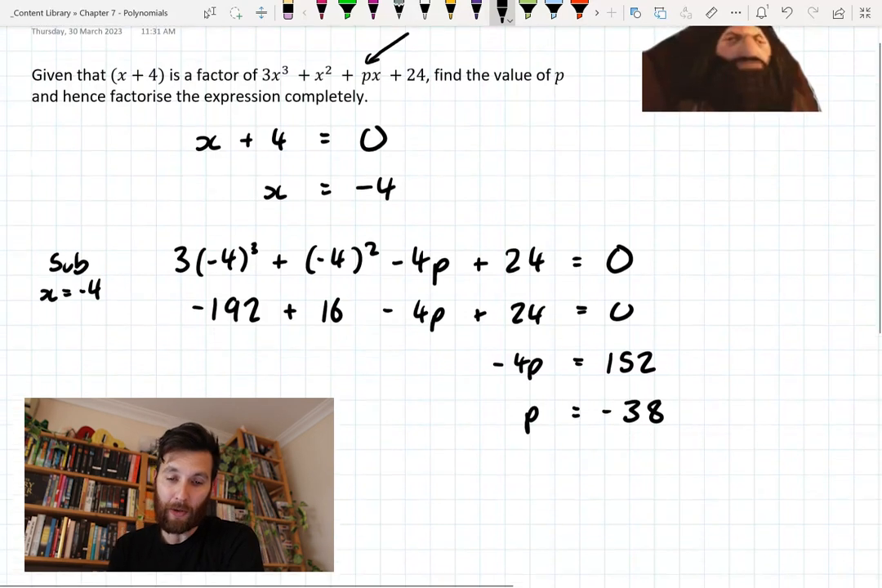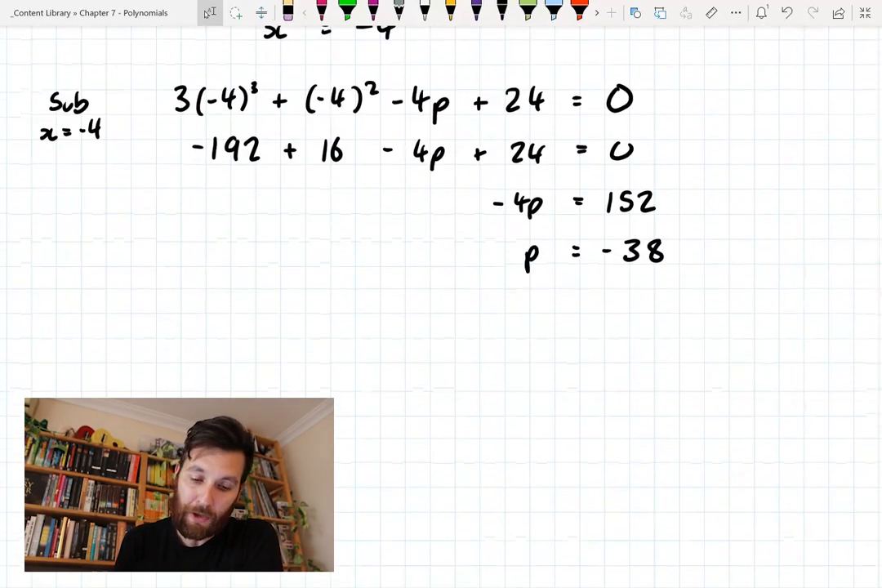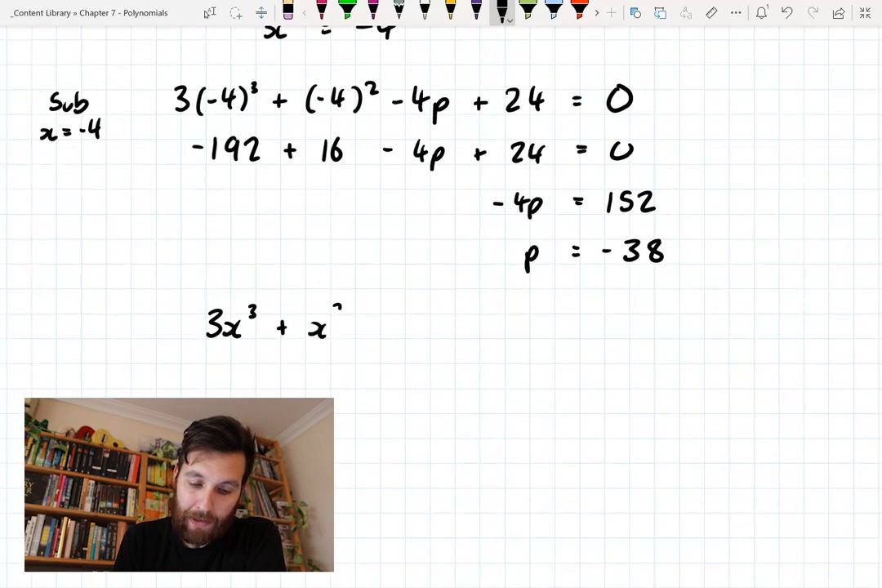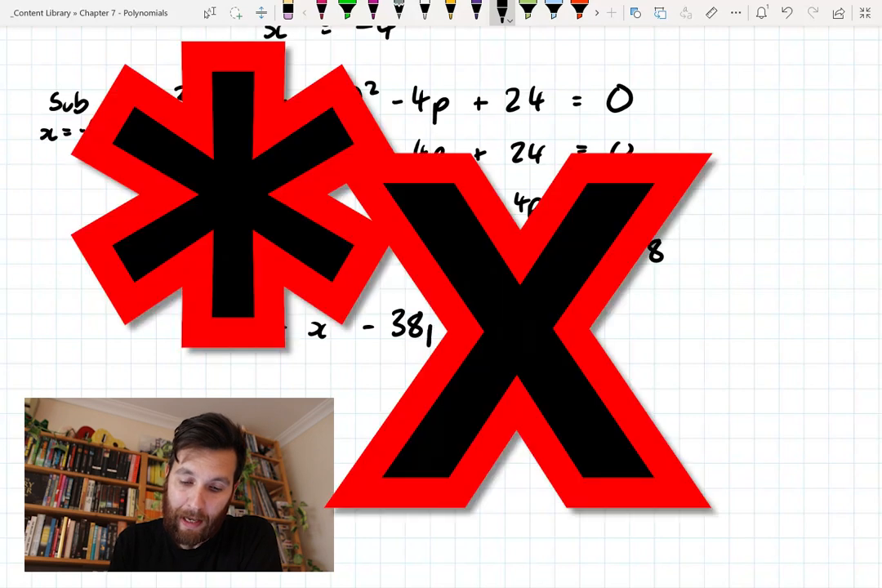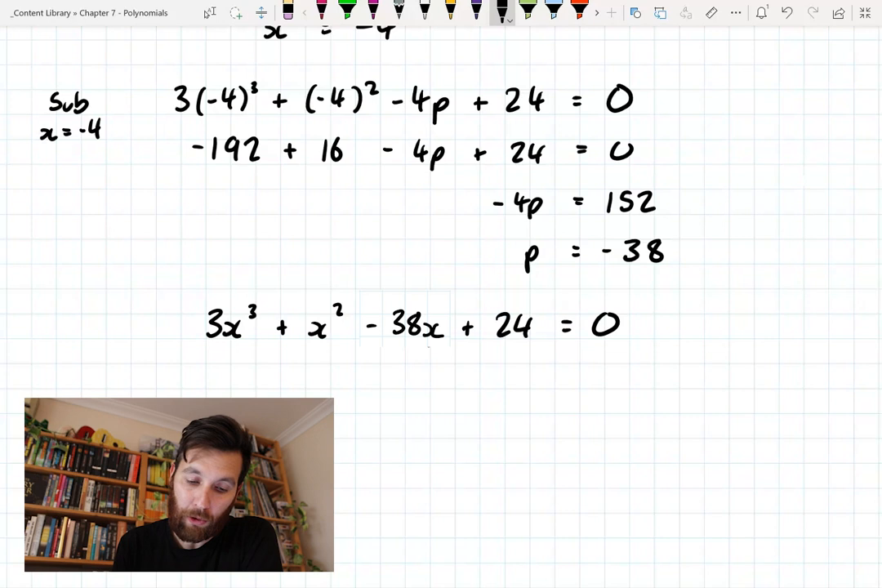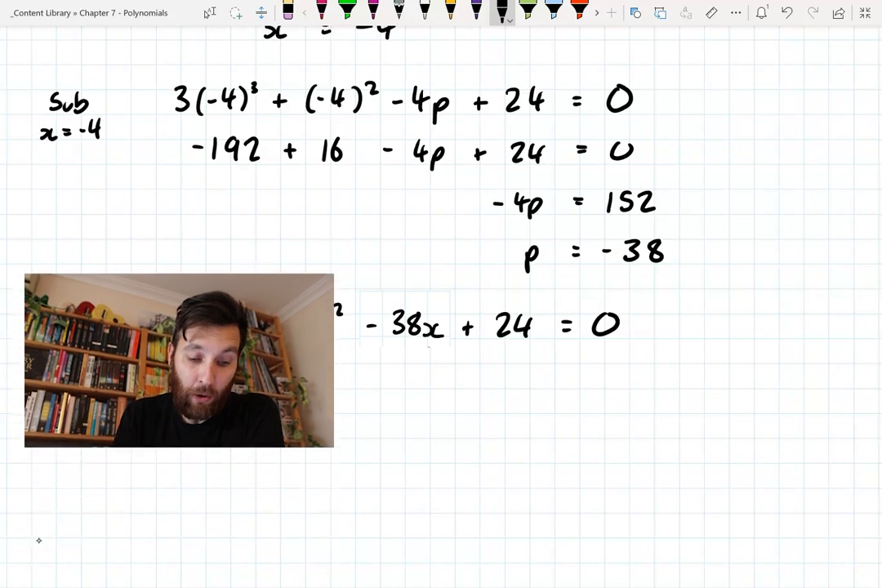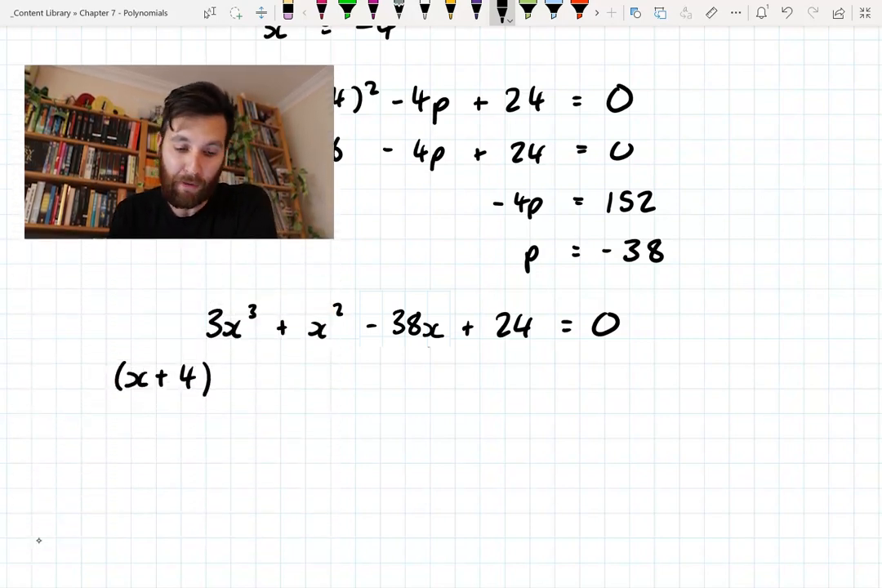Wonderful. Now what I can do is rewrite my expression. So 3x cubed plus x squared. I know my value for p now, it's negative 38, so take 38x plus 24 is equal to 0. All right, now we can go ahead and factorise. So I'm going to take out the factor that I already know exists, which is x plus 4.